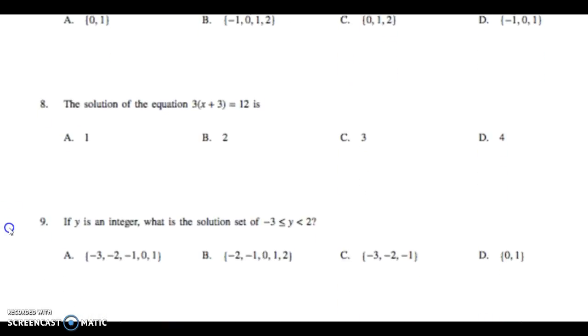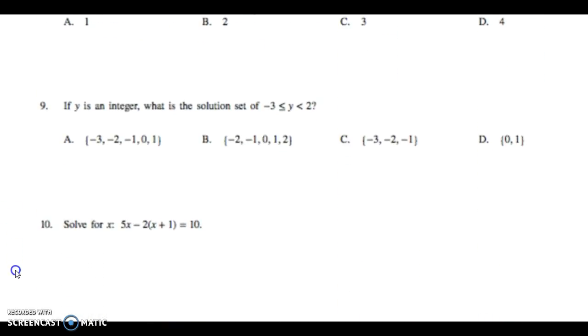Let's see. Let's try to do this one. If y is an integer, what is the solution set of negative 3 is less than or equal to y is less than 2? So we know that y has to be less than 2. It can't be equal to 2, it has to be less than 2. So looking through our answer choices, we see that choice B has a 2 in it. Well, y has to be less than 2, it can't be equal to 2, so it can't be B.